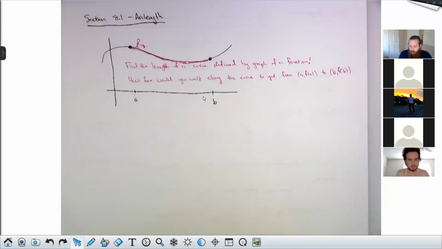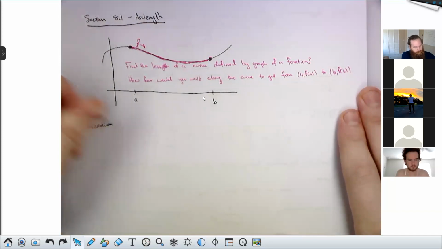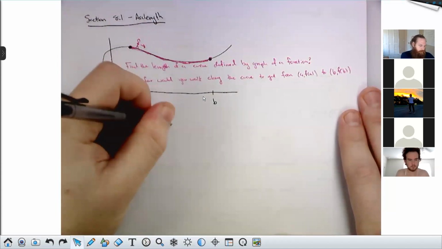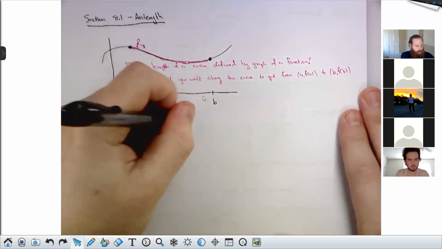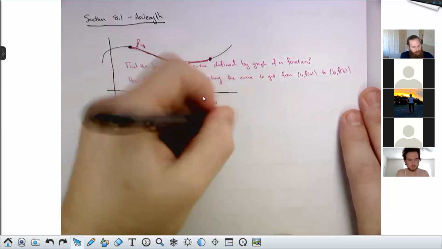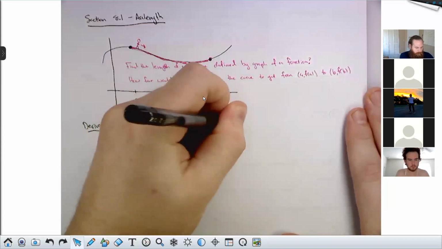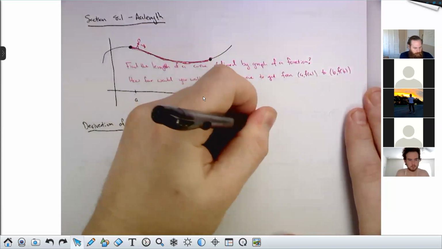In order to answer this, I'm going to go through the derivation of the arc length formula. The arc length formula, I'll show it to you right now, is the integral from a to b of the square root of f prime squared plus 1.